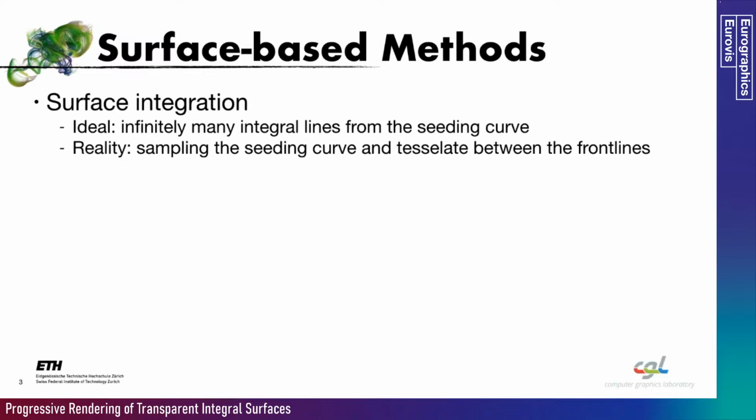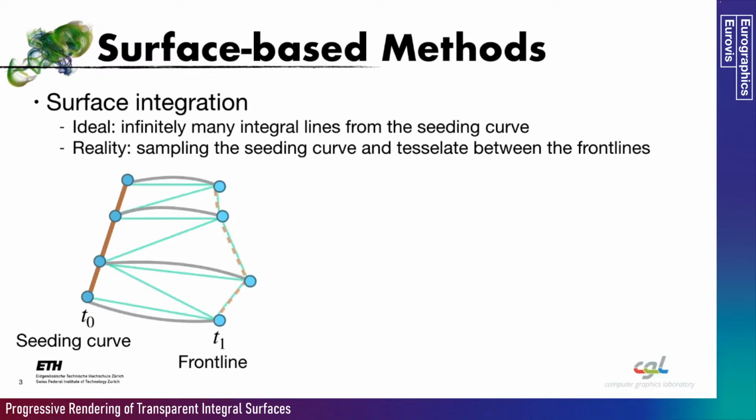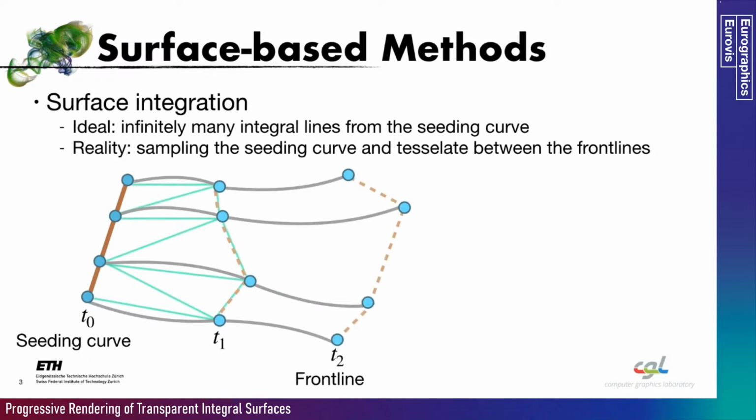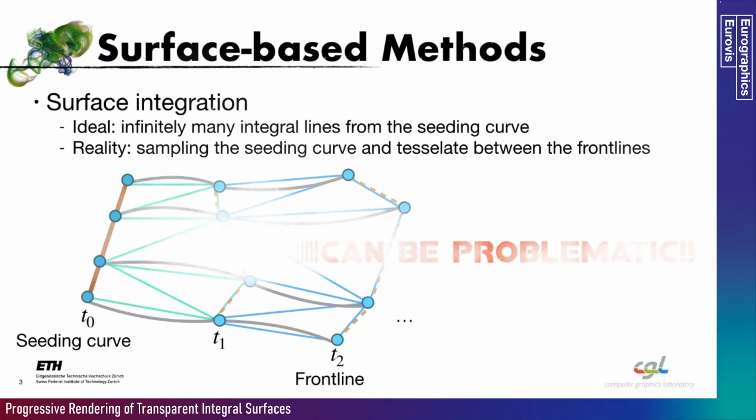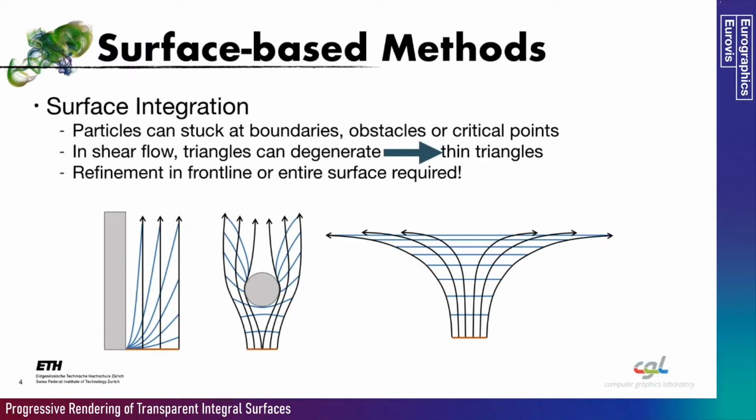Theoretically, an integral surface can be considered as the collection of infinitely many integral lines from a continuous seeding curve. In practice, we usually generate discrete samples on the seeding curve, advect an active particle front through the domain, and tessellate between the front lines. This, however, can be problematic due to the triangulation process. Since the distance between neighboring front line particles may grow or shrink, the front line has to be refined adaptively. As illustrated here, particles can get stuck at boundaries, obstacles, or critical points, resulting in an infinite amount of refinement.